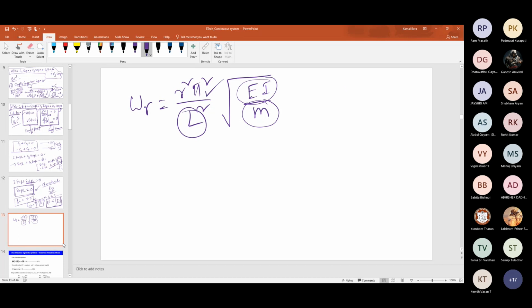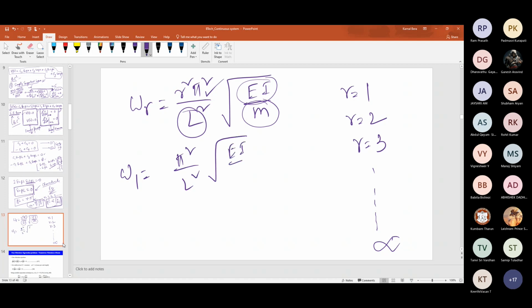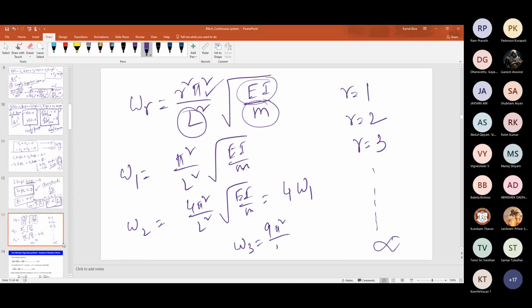This is a constant. We will put R equal to 1, first natural frequency. R equal to 2, second natural frequency. R equal to 3, third natural frequency. So on and so forth through infinity. Continuous system. So what is omega 1? Tell me. Pi square by L square into root over of EI by M. Right? Omega 2 will be 4 pi square by L square into root over of EI by M. That is basically 4 into omega 1. Omega 3 equals 9 pi square by L square root over of EI by M. That equals 9 omega 1. Am I right or wrong?